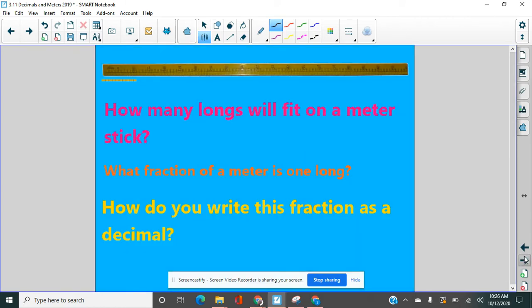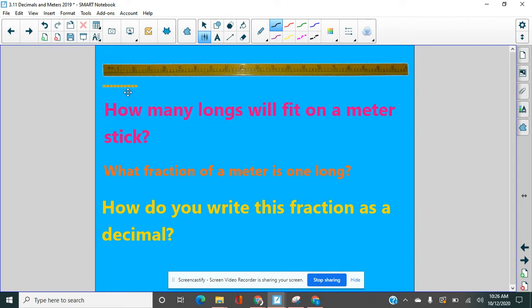How many of these longs? I have one right here, see? How many of these, if each of these is 10, how many will fit on the meter stick? 10 of them, right? Because each is 10. 10, 20, 30, 40, 50, 60, 70, 80, 90, 100. So what fraction of a meter is this stick? Well, 1 out of 10, right?